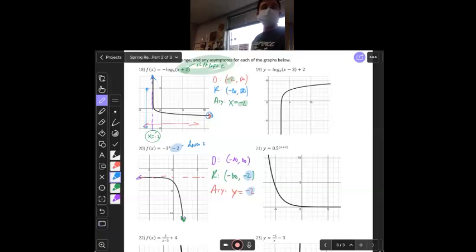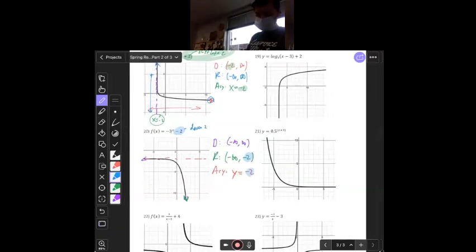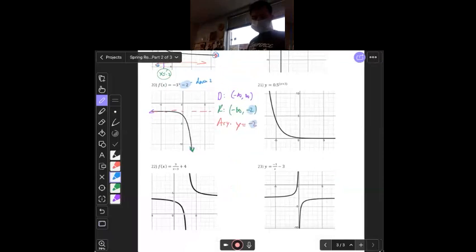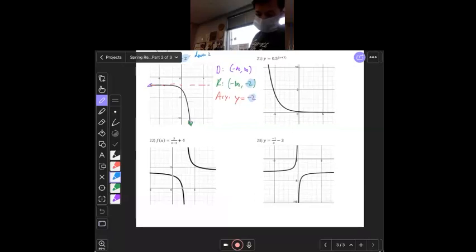So I just asked you guys to try 19 and 21, see if that's something you're able to do on your own. And then the last little bit here was 22 or 23. Caleb, which one do I do?